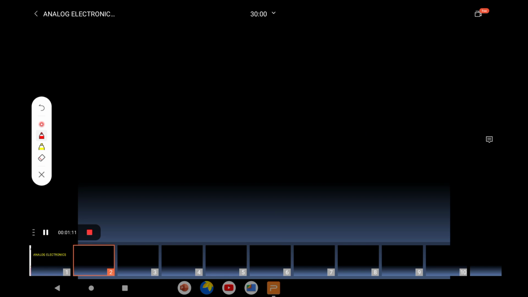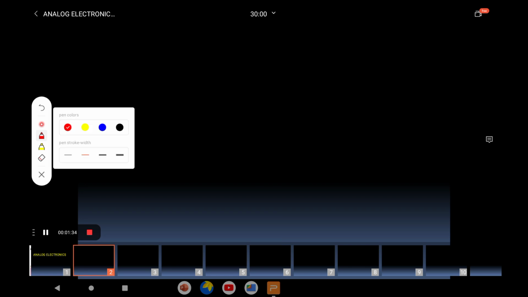So first of all, what is meant by cascading? Multi-stage, the name itself represents multi-stage. The name multi-stage means multiple stages. So multiple stages are connected in a cascading. So what is the meaning of cascading? Cascading is also called a series. We can also say cascading is nothing but series.